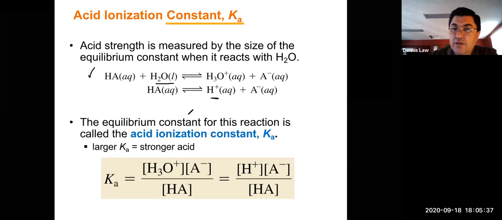So we're going to have, just like we did before, the equilibrium constant, the concentration of the products, raised to the coefficient, in this case, 1, over the reactant A. So that's called the acid ionization constant. It's just the equilibrium constant we talked about before, except it's applied to acids.